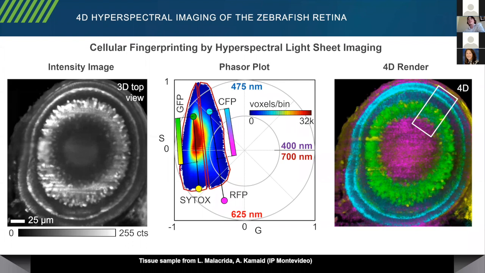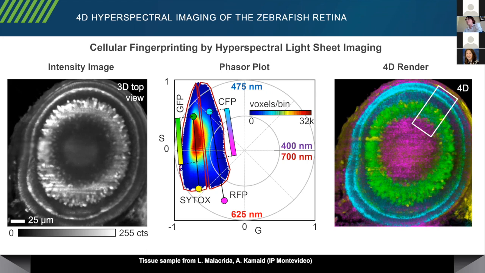So here, on the left-hand side, we have an intensity image of the eye of a zebrafish, the top view of this 3D stack. In the center, we have the phasor plot. Now you can see we have this large distribution. We don't have separate points like for the beads, and the reason is because all the species are intermixed in the different cell types. However, we know the species that we have. We have CFP, GFP, a nuclear stain, Cytox Orange, and we have the red fluorescent protein indicated here with the different colored dots.